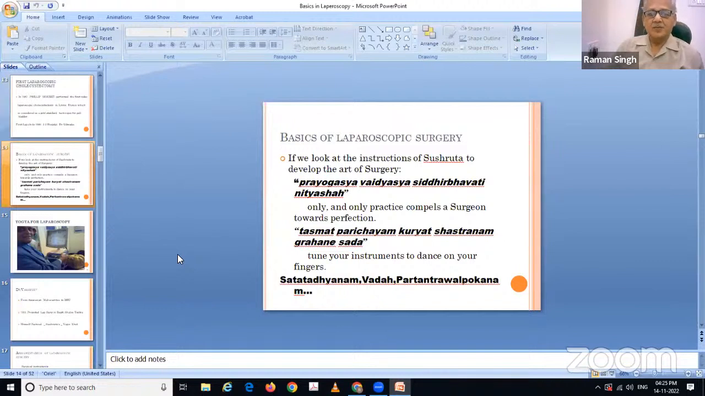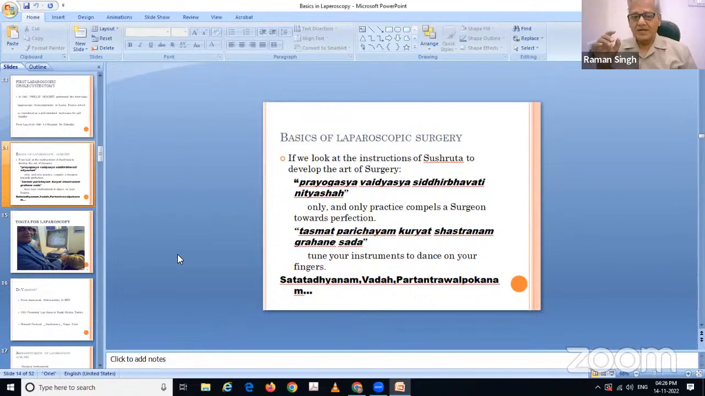And regarding the basics of laparoscopic surgery, if we go through our Ayurvedic literature, if you want to attain siddhi and be a good surgeon, regular practice is very essential. That's why in the Yogya chapter, Acharya describes: Prayogasya Vaidyasya Siddhir Bhavati Nityasha. Regular practice you have to do. In laparoscopic surgery, you are also advised regular practice. Tasmat Parishram Kuryat Shastra Nam Dhanane.